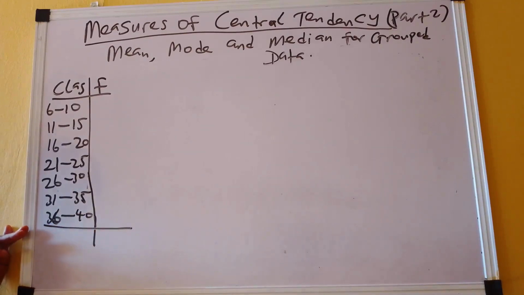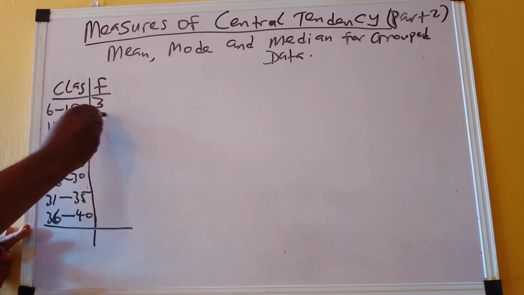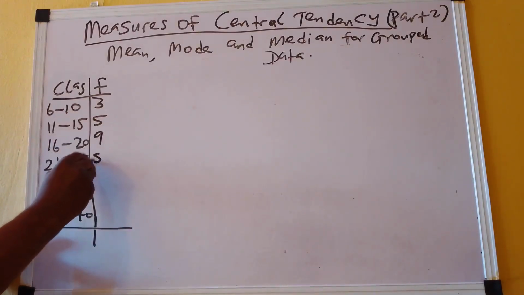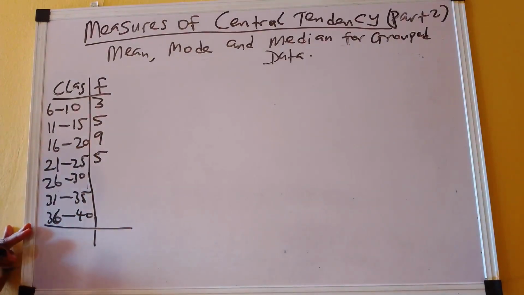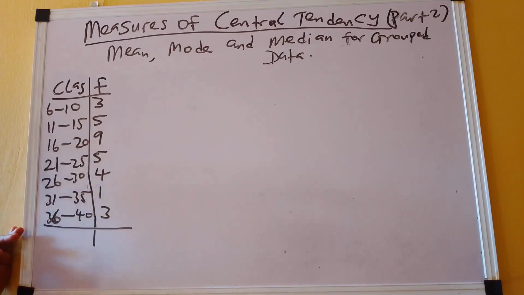And also we have the frequencies. For the first one, the frequency is 3. This is 5. Then the third one is 9, 5, 4, 1, and 3. If you can remember, this is the table we created from the 30 observations we had when we considered how to create a frequency distribution table.